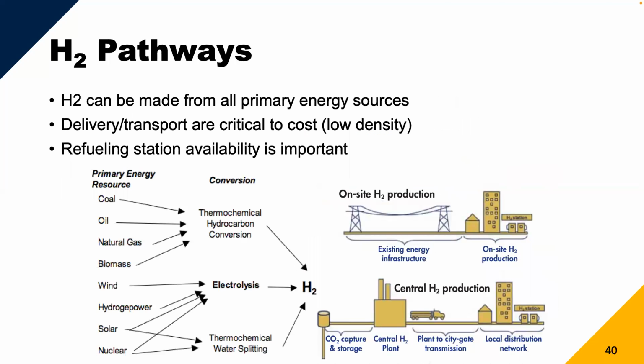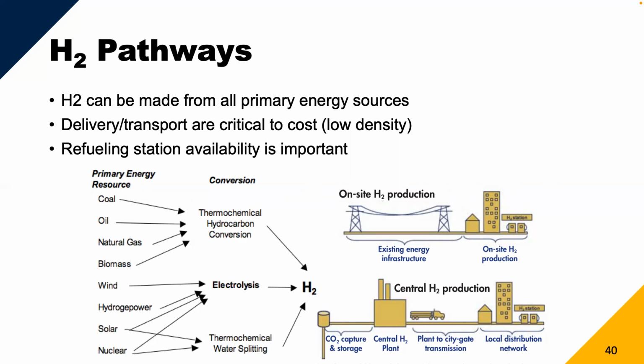But the last one we'll talk about today is hydrogen pathways. Hydrogen is pretty interesting when thinking about the upstream pathway. It can be derived from basically any primary energy source. Most commonly, the way it's made today is through natural gas reformation, which is a fairly carbon intensive process. So this wouldn't be considered clean hydrogen.